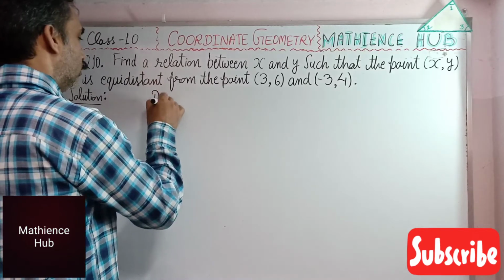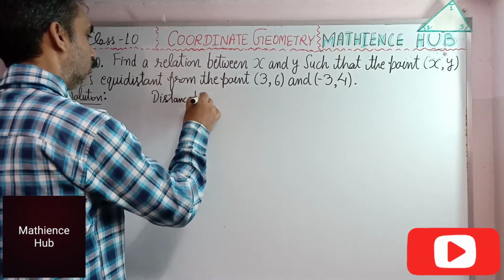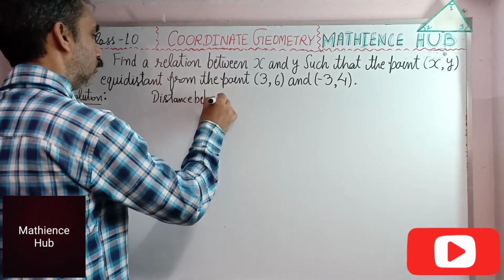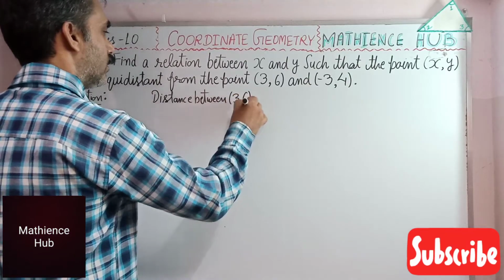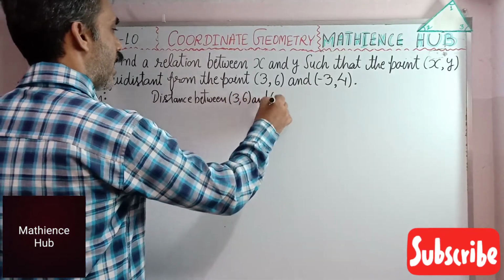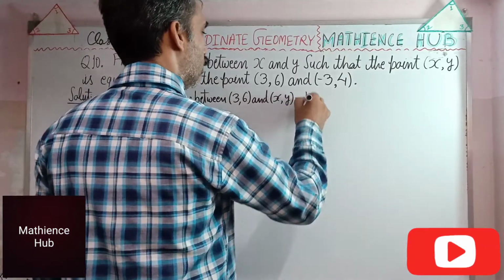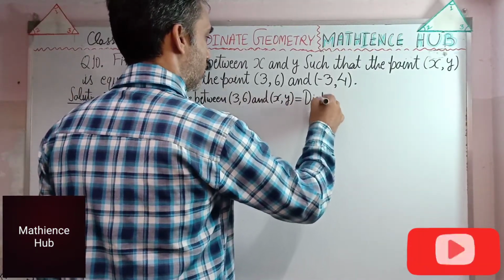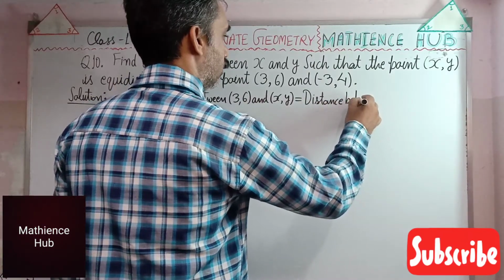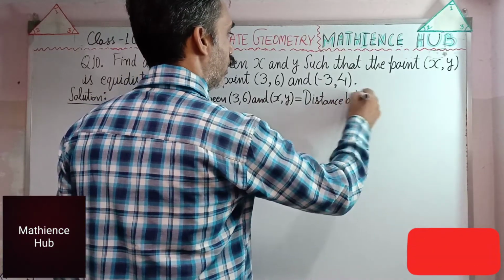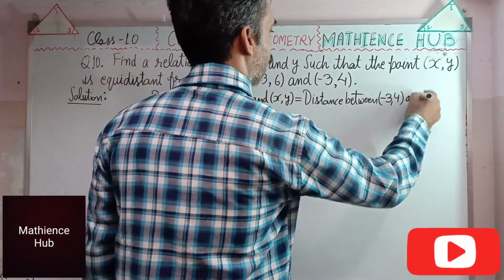Distance between (3, 6) and (x, y) is equal to distance between (-3, 4) and (x, y).